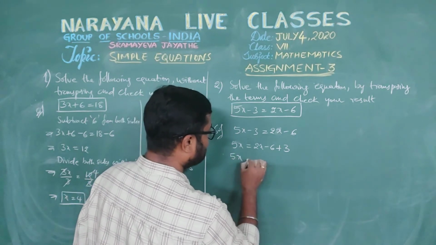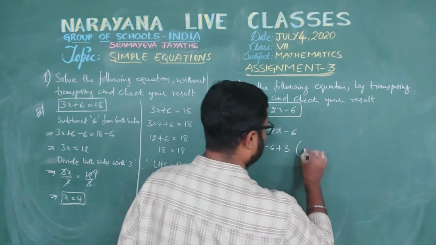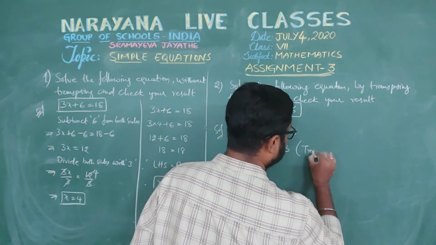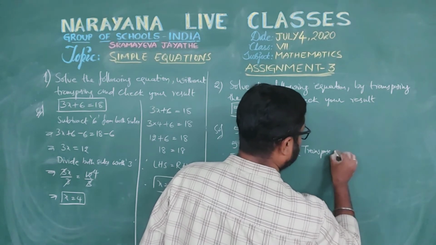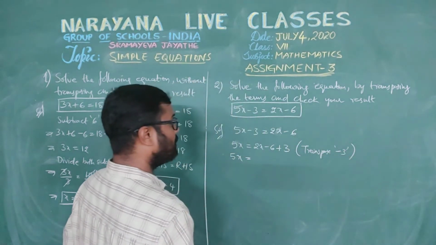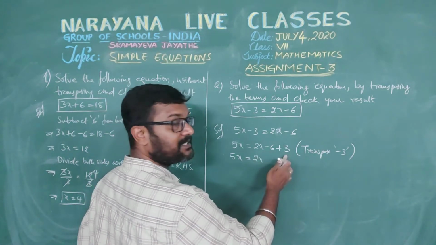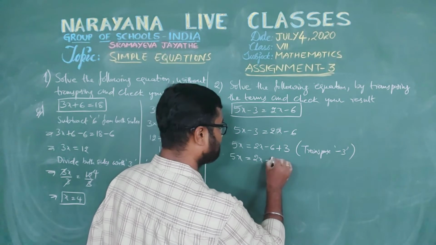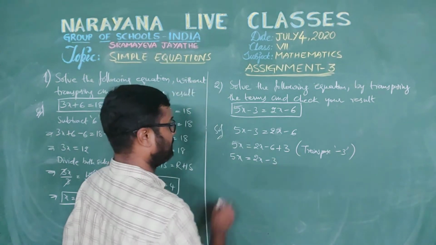Now 5x is equal to, here what did we do? Transpose minus 3. Now 5x is equal to 2x minus 6 plus 3. How much? Minus 3, isn't it? Minus 6 plus 3 is minus 3.